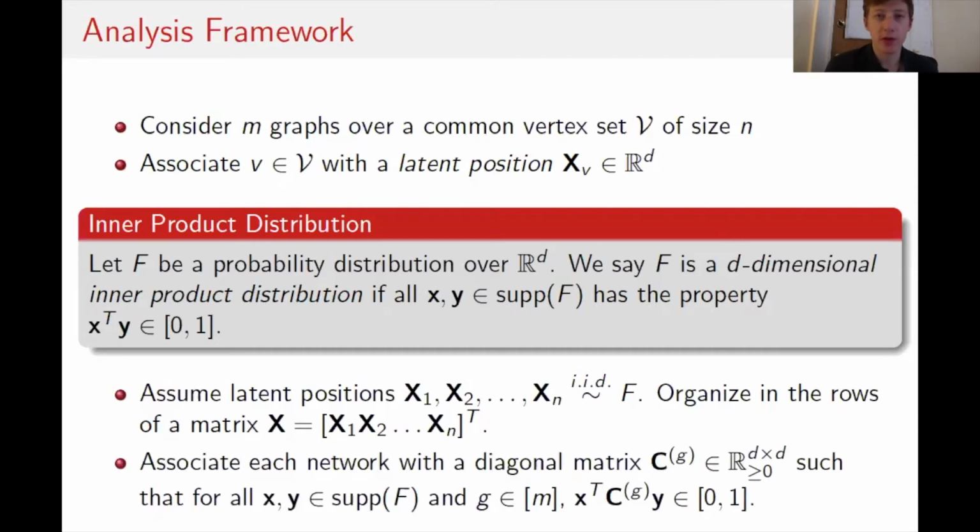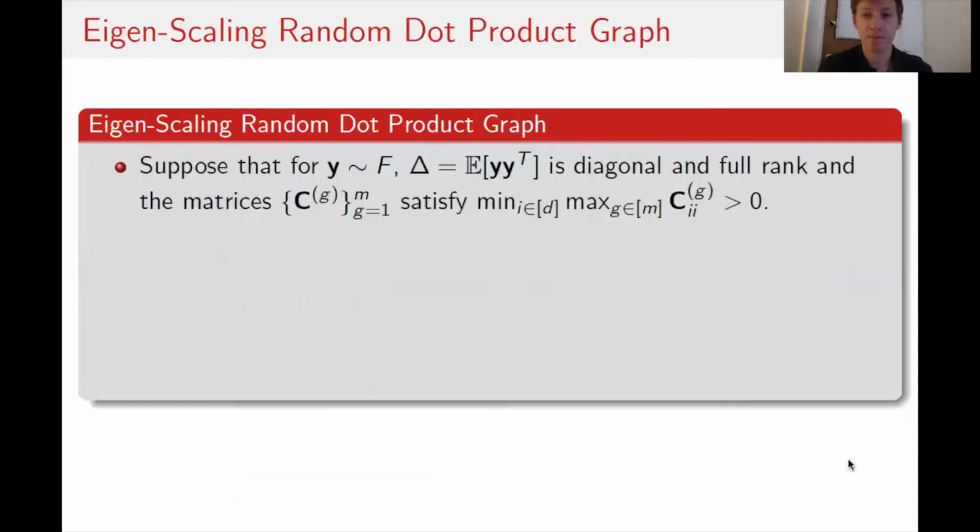Moreover, we're going to associate with each network in the multiplex a diagonal matrix, which I'll call C of G, that along its main diagonal has non-negative entries, and it also has the property that the weighted inner product, so X transpose C_G Y, falls in the unit interval for all vectors in the support of F.